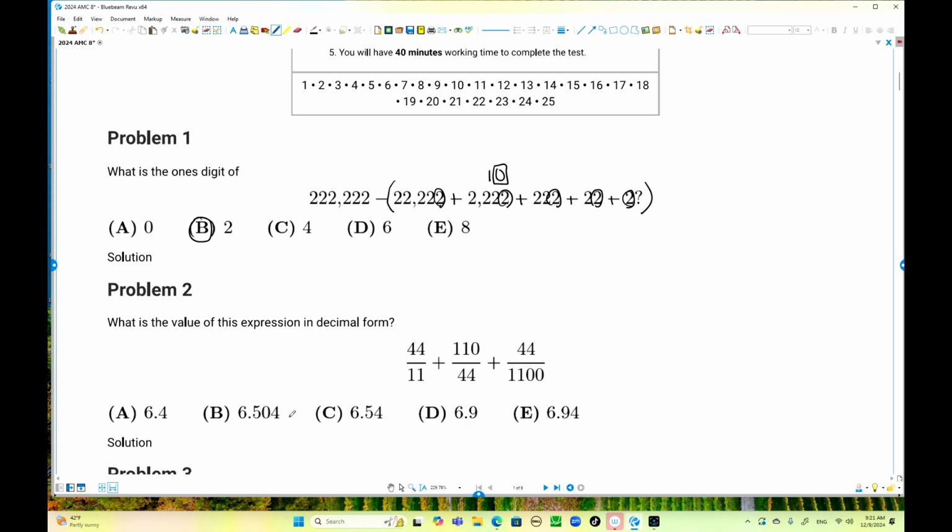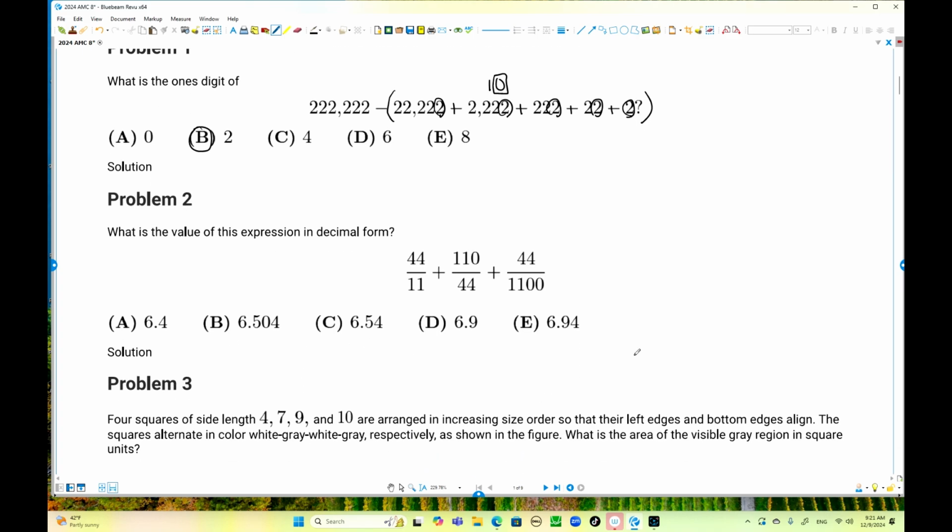All right, number 2. What is the value of this expression in decimal form? You can use division, right? You don't have to use fractions. 44 over 11 is what? 4, is it? 110 over 44. This is 2, 88, 22, 0, 0.5, right? That is 2.5.